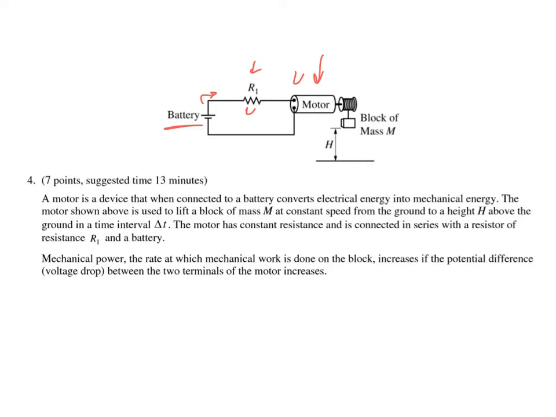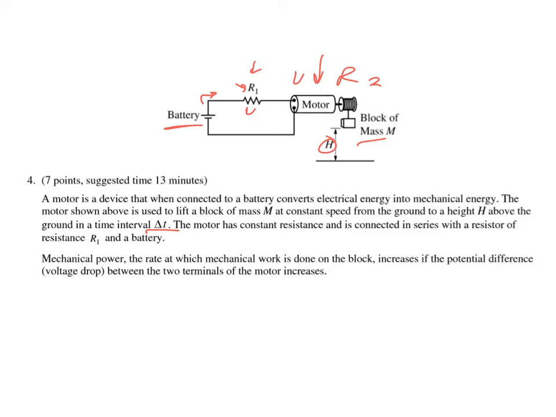And the motor is now lifting a block of mass M at a constant speed to a height h above the ground over some time interval delta t. The motor has constant resistance, so we know that this resistor is R1. We can call this motor R2. We can call it whatever we want, but it's connected in series with that resistance and the battery. So mechanical power, the rate at which mechanical work is being done on the block, increases if the potential difference between the two terminals increases.